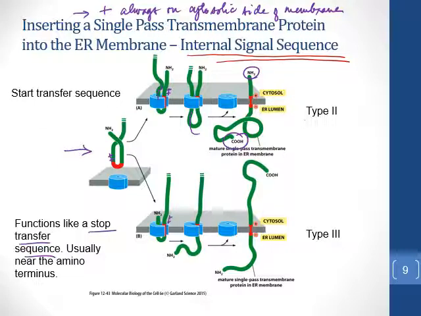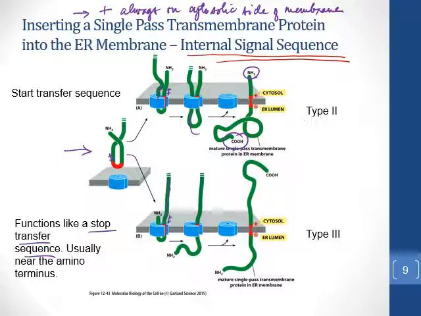Because what comes after that is going to be in the cytosol. In other words, we're going to stop transfer through the translocon. This is exactly what we saw with a stop transfer sequence on a type 1. In other words, anytime you have a stop transfer sequence, what comes after that sequence is going to be in the cytosol. So this sequence, everything after this then is going to be in the cytosol. So this is all in the cytosol.